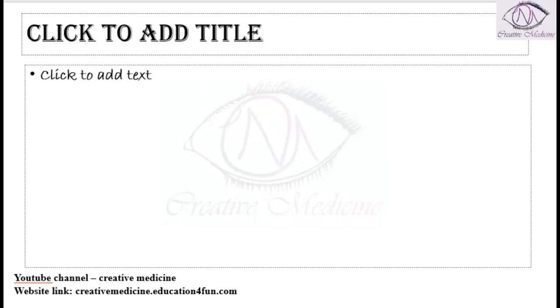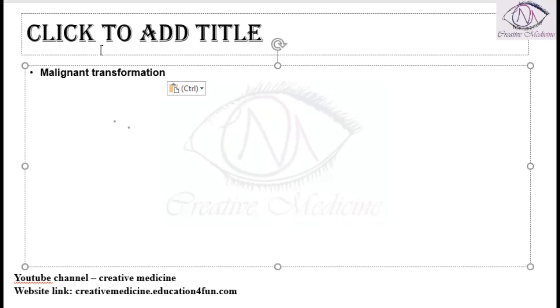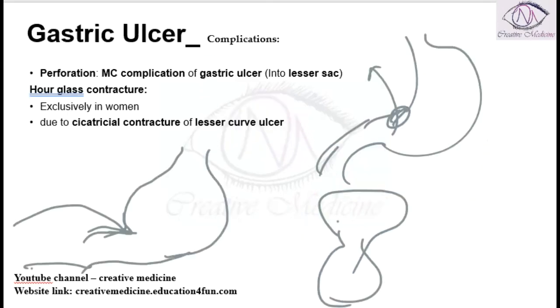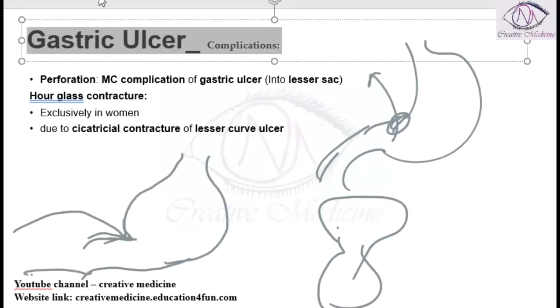Sometimes the gastric ulcers can also undergo malignant transformation. Though rare, malignant transformation of gastric ulcers can occur. So these are the different complications of gastric ulcer.